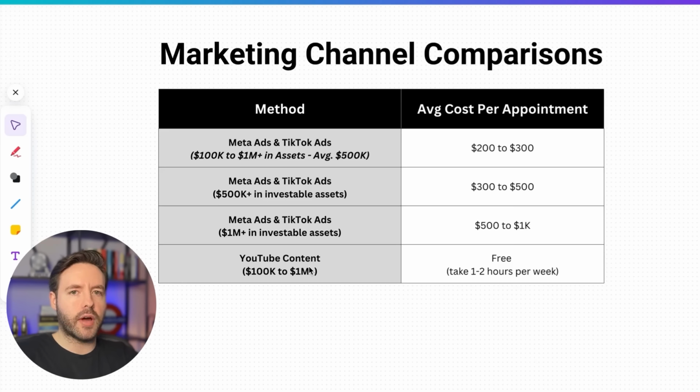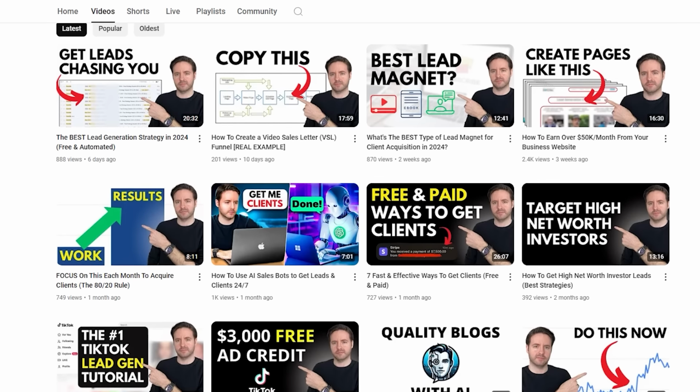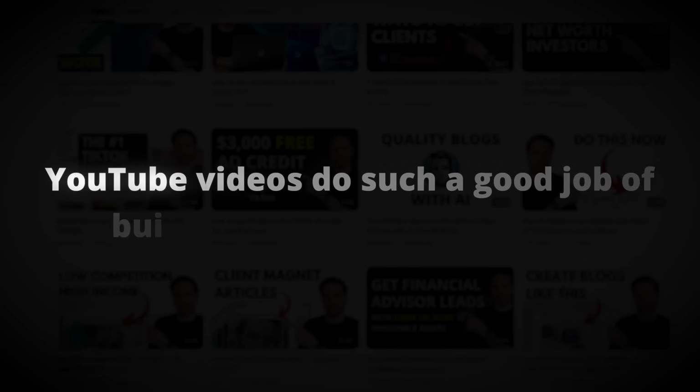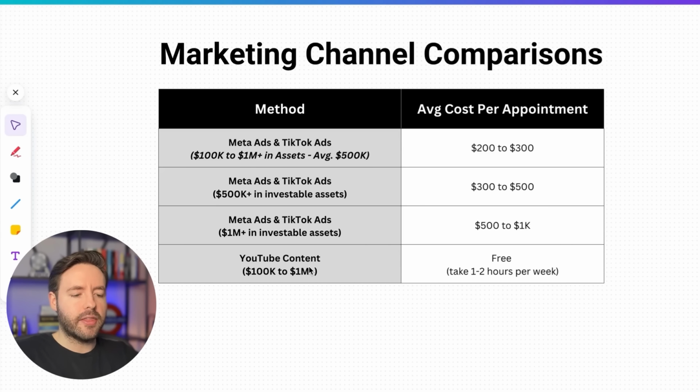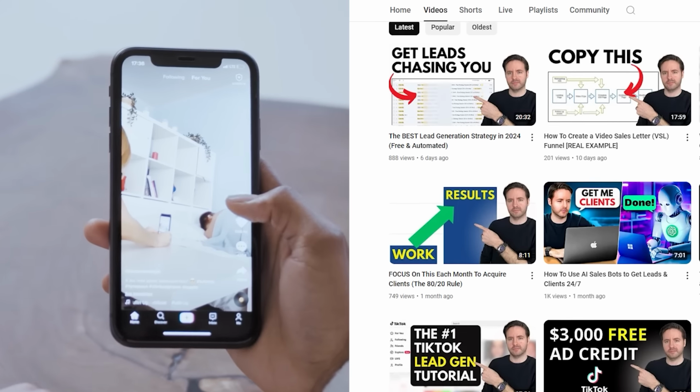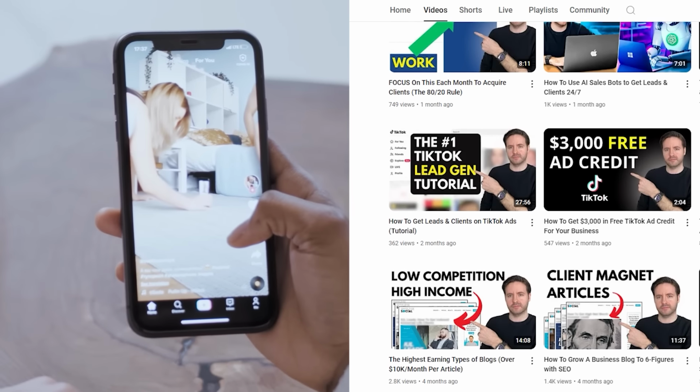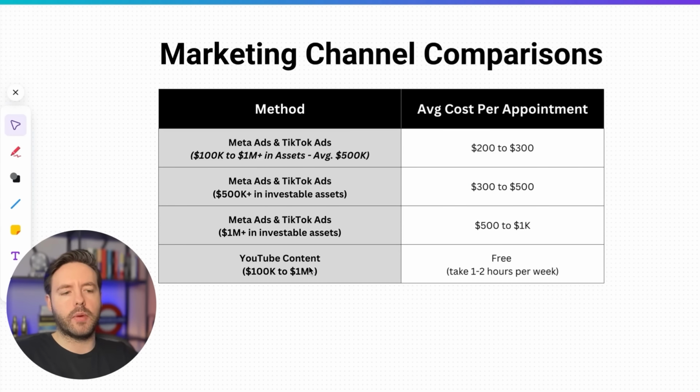If someone has seen one of your ads and they've clicked and they've converted into a lead, but they haven't yet booked an appointment, if they start to see your YouTube videos, because YouTube videos do such a good job of building up trust with people, then there's a higher chance that the leads you generate from your ads will also convert into an appointment. So again, if you want to get the best possible results, that would be my recommendation, to run both ads and also create YouTube content at the same time. And that's exactly what we help our clients do.